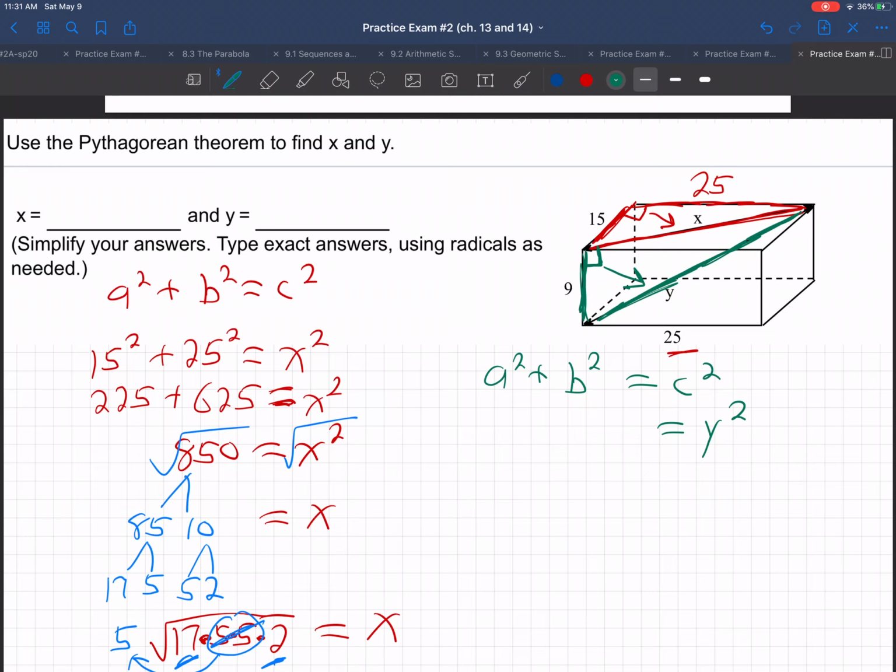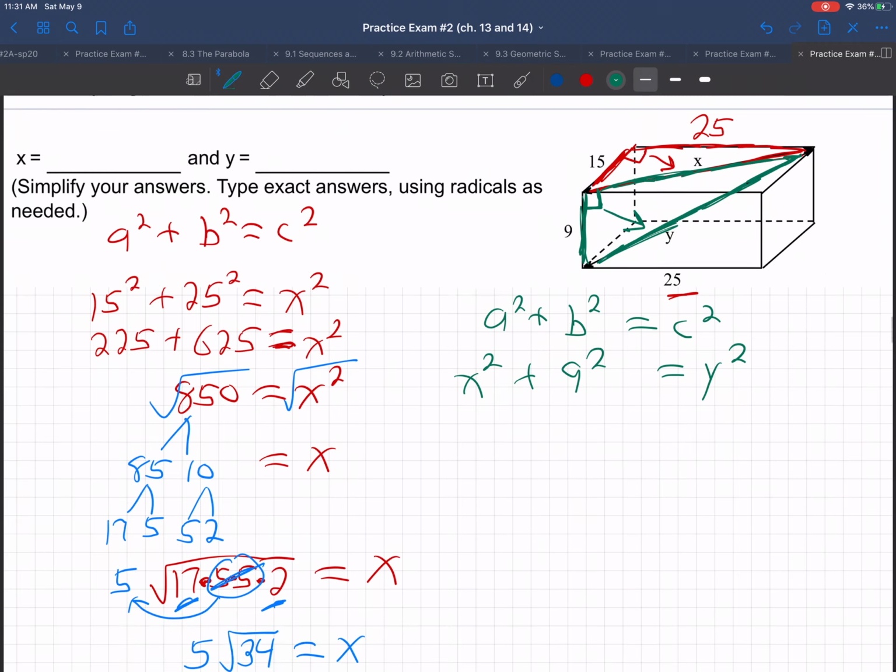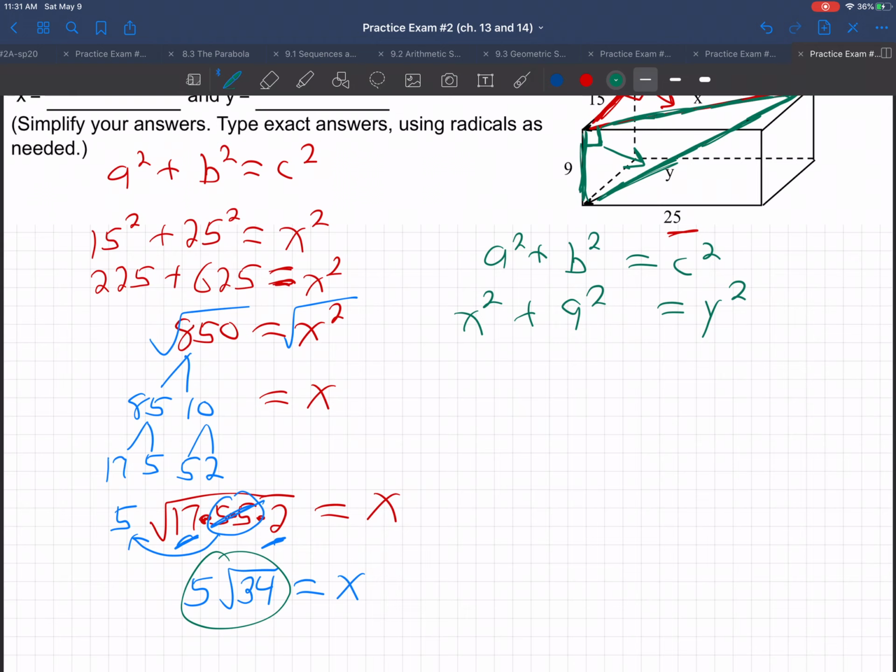The other two sides are x squared, right? This side here is x. X squared plus 9 squared is y squared. Now we know x. Let's grab it, bring it up here, plug it in. That's 5 root 34 squared plus 9 squared is y squared, right? Because we found x previously.